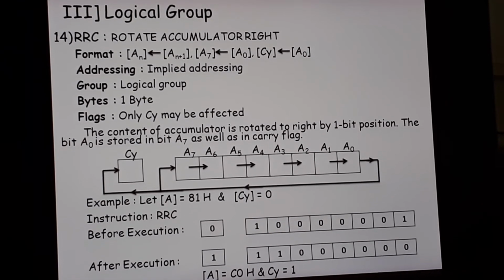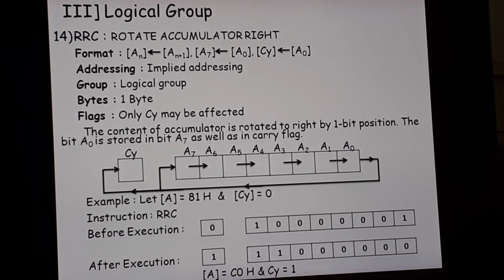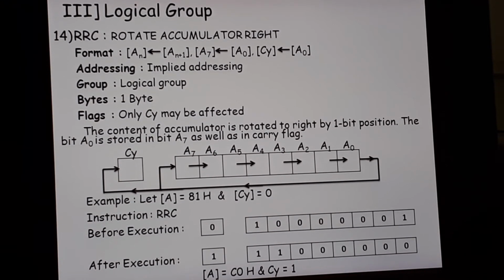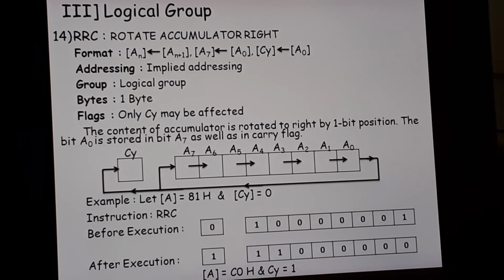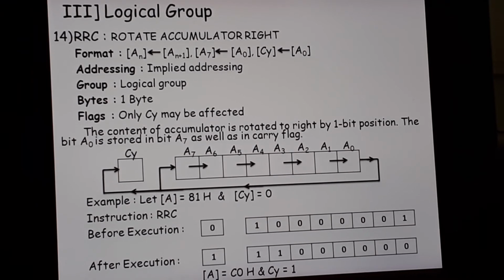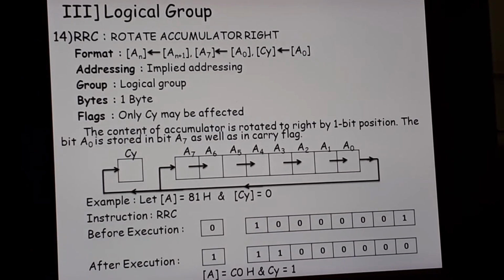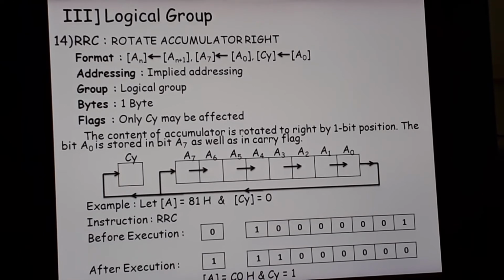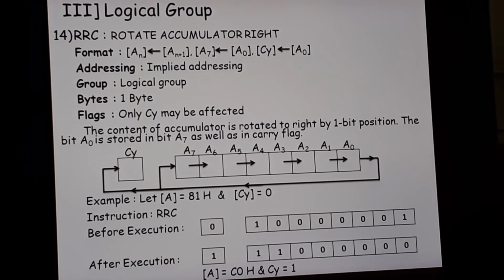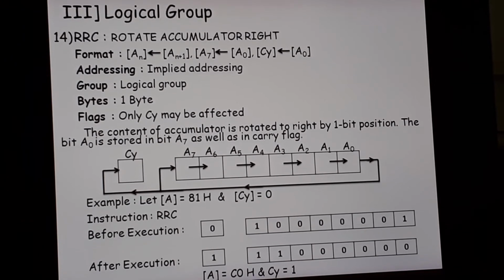So what happens here is A0 bit is shifted to carry, then A0 bit is also shifted to A7. Opposite thing happens as compared to RLC. In RLC we used to shift A7 to carry and A7 also to A0, correct? But here A0 goes to carry and the same A0 goes to A7, and then A7 to A6, A6 to A5, A5 to A4, like that. So you will keep on shifting to the right hand side by 1 bit position. Hence I have written the format as A0 to CY, A0 to A7 and A(n+1) to A(n).